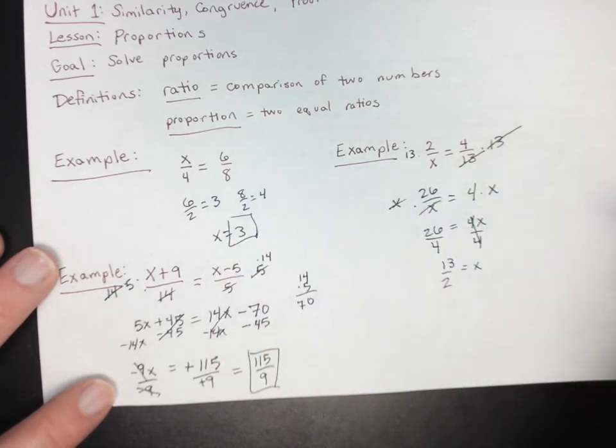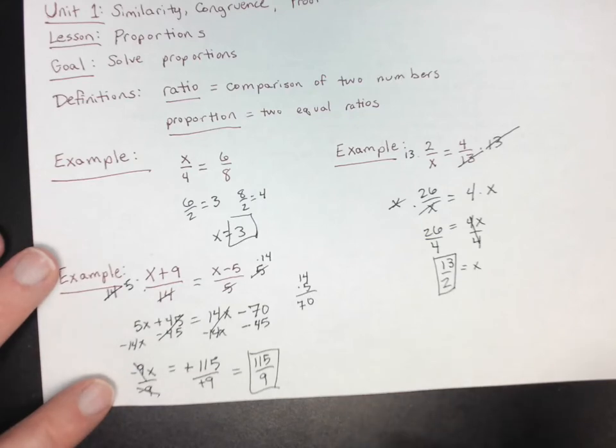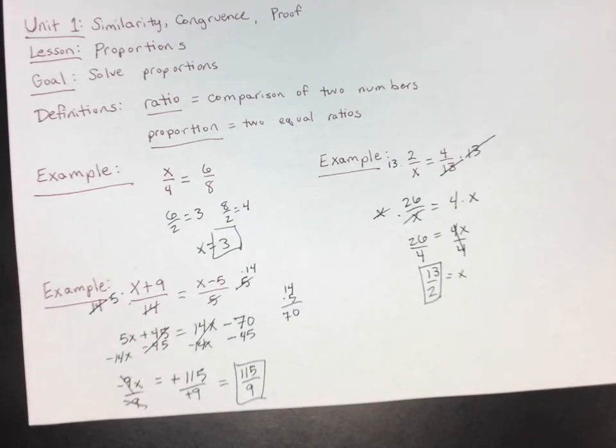So sometimes it works out really easily. Sometimes it's pretty easy. Other times it's a little bit tricky, but the big thing is remember to multiply by your denominators, and you'll be just fine.